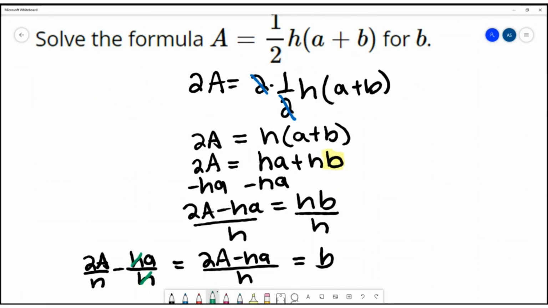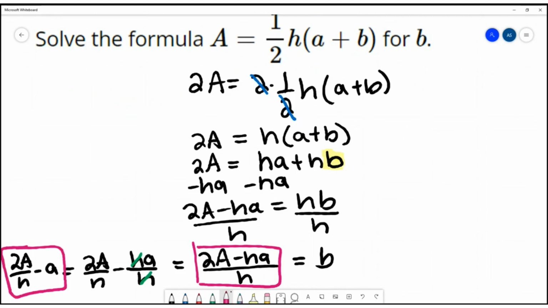And these H's can cancel. So you could write this as 2A over H minus A. So either one of these answers is acceptable.